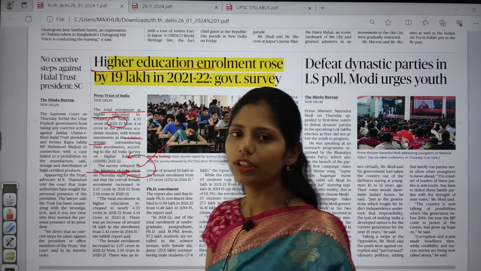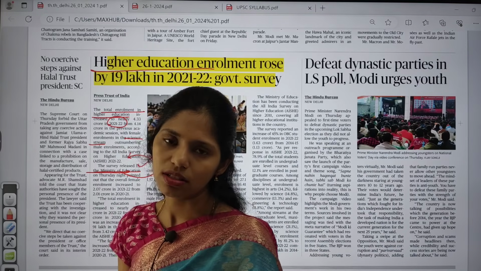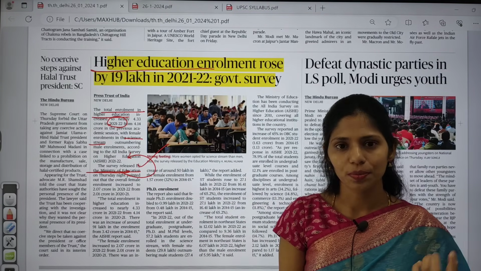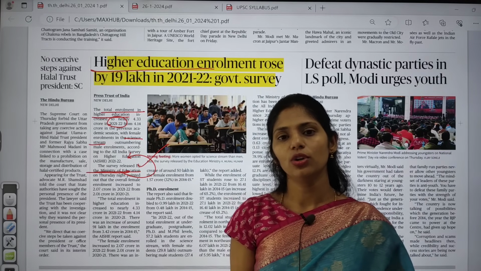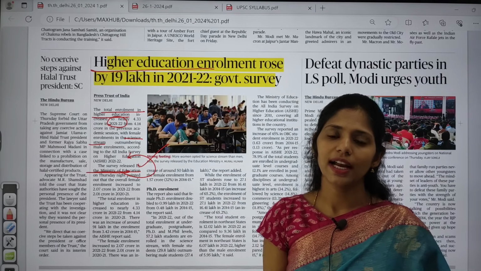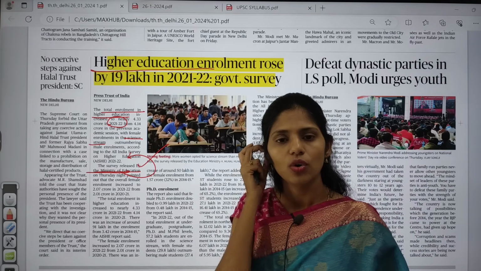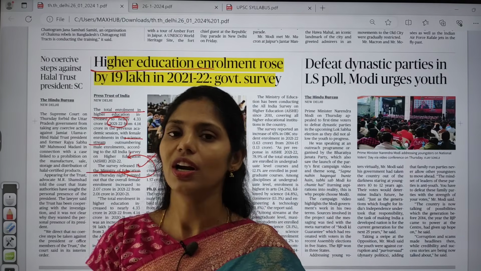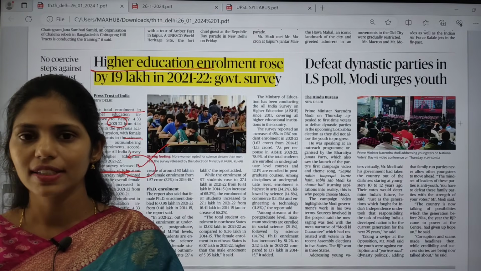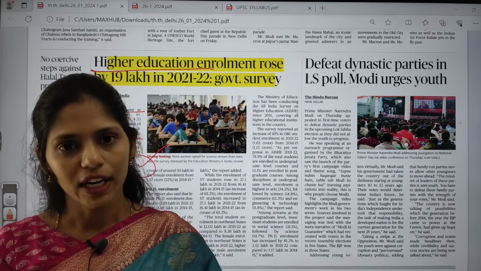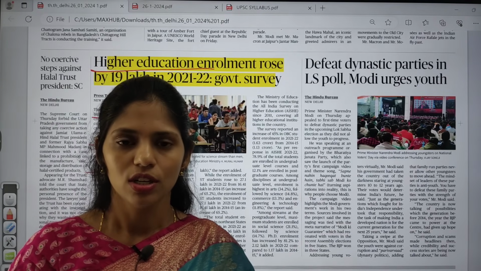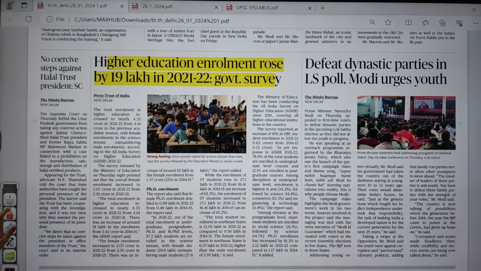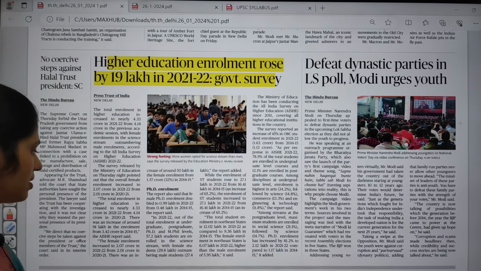And one more tip of the day: whenever you are writing answers, try to give data. Try to write Supreme Court judgments. Try to include some indices, so that will enhance the value of your answer. If you want to improve the value of your answer, yes, you have to give examples, you have to give data, and you have to write Supreme Court judgments. They will support your arguments. Okay, don't just write general statements.